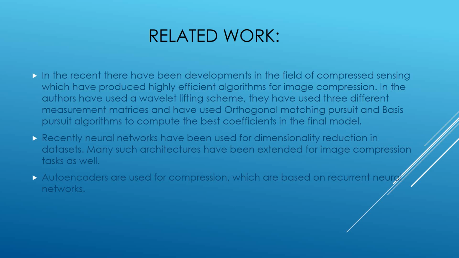We know that image compression is one of the most useful applications of image processing. There have been multiple algorithms that have been designed for this task. They have compared their results on the basis of PSNR and SSIM values. They have shown that the wavelet lifting scheme coupled with the use of a random orthogonal matrix and orthogonal matching pursuit algorithms gave the best results. Autoencoders are used for compression, which are based on recurrent neural networks.